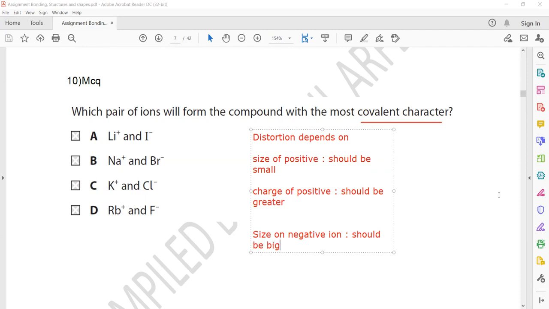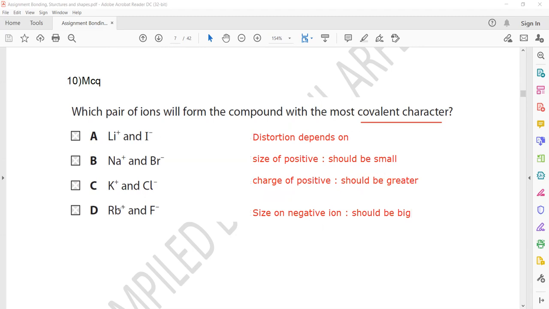For a greater distortion, these are the things. When we check the charge, all the positive ions have a plus 1 charge. So this factor is the same for all because all of them have a plus charge. Then the size of the positive ion should be small. These are group 1. When we check the size, which will have the smallest size? As we go down the group, the size increases.